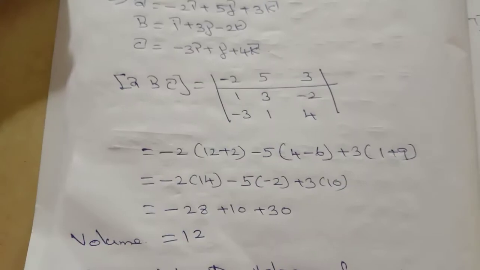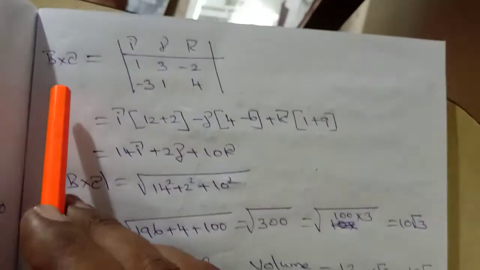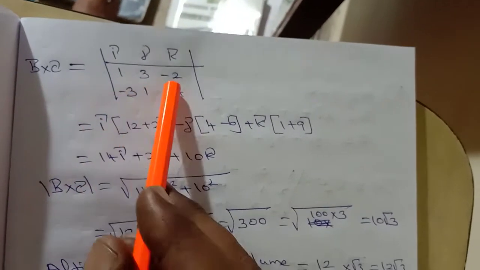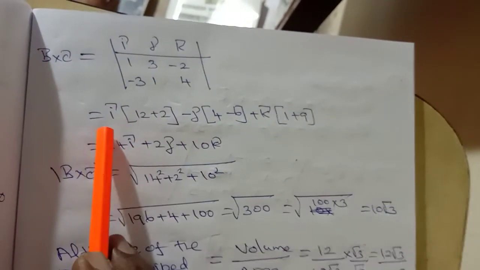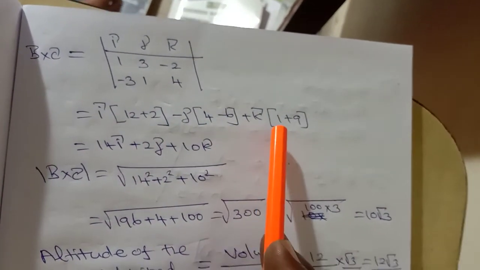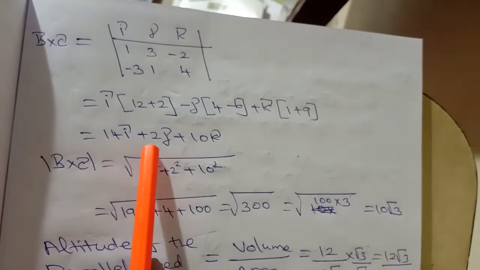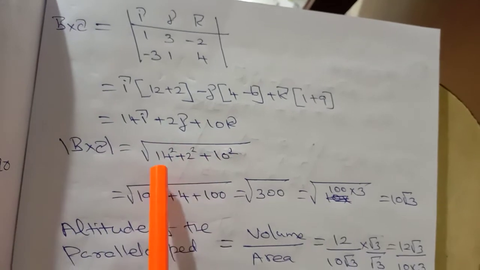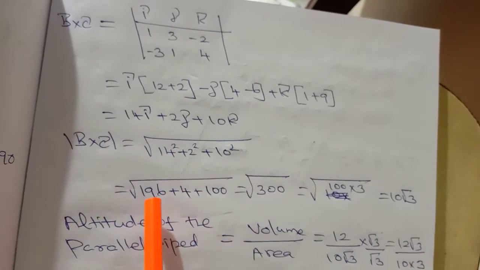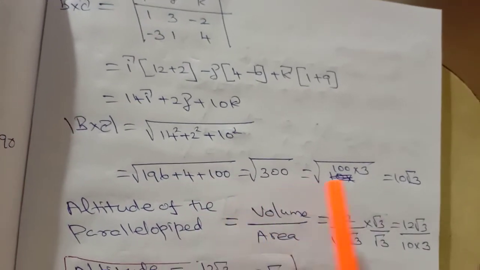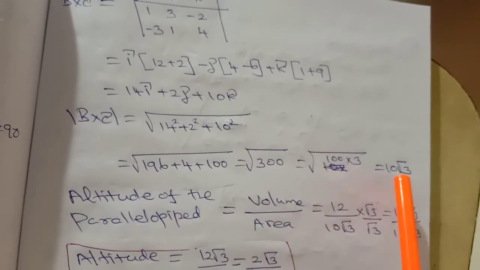Now you know that area of the parallelogram formed by B and C is nothing but modulus of B cross C. So what is B cross C? i, j, k; 1, 3, minus 2; minus 3, 1, 4. So i vector into 12 plus 2, minus j into 4 minus 6, k into 1 plus 9. So that is 14i plus 2j plus 10k. So what is modulus of B cross C? Square root of 14 square plus 2 square plus 10 square, that is 196 plus 4 plus 100, that is root 300, that is nothing but 100 into 3, that is 10 root 3.